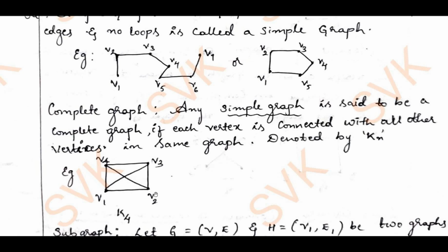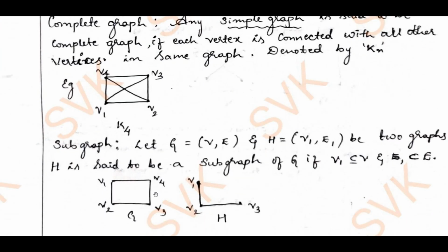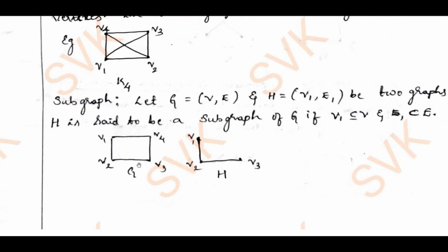This is what is called a complete graph. Moving on to the next definition, subgraph. When can we say that it is a subgraph? You know the definition of a subset, right? When we say that it is a subset, the elements contained in that set should also be contained in the original set, right? Then we can say that it is a subset.